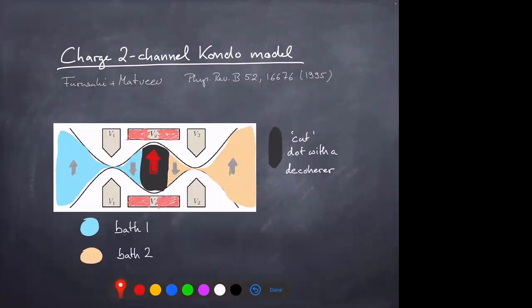So basically, we can introduce a new quantum number, which is whether the electron sits on the left or on the right. Now we have an electron on the left with spin up and spin down, and an electron on the right with spin up and spin down. And you can already guess these will be the two channels, of course.